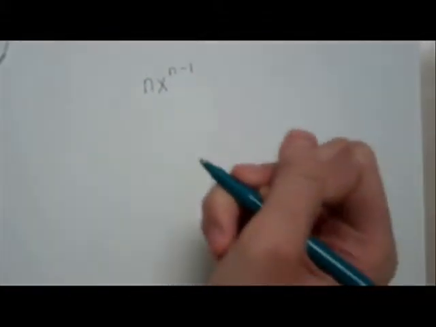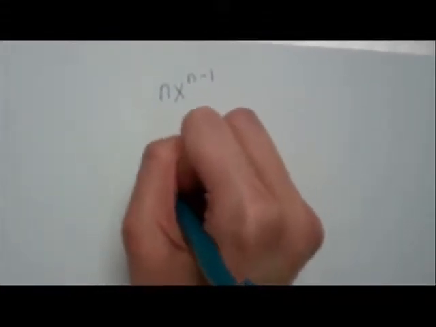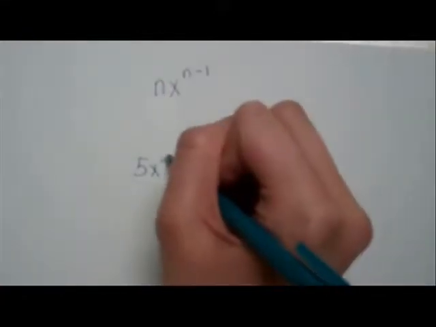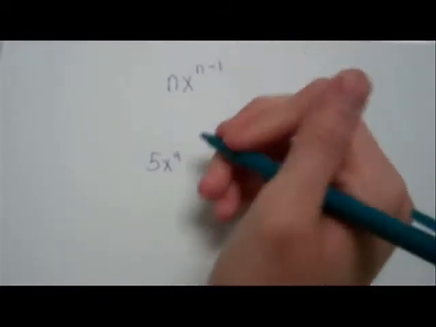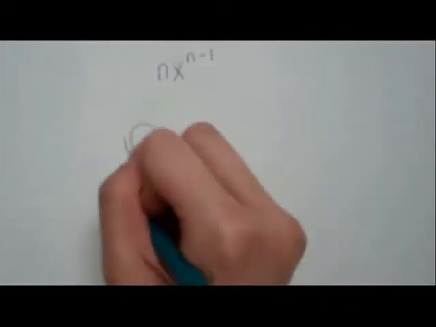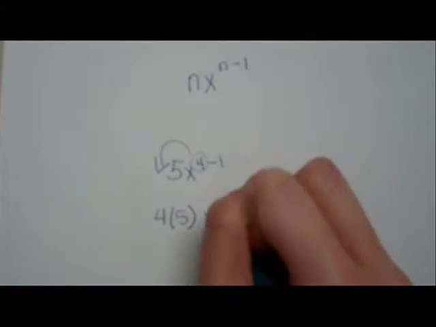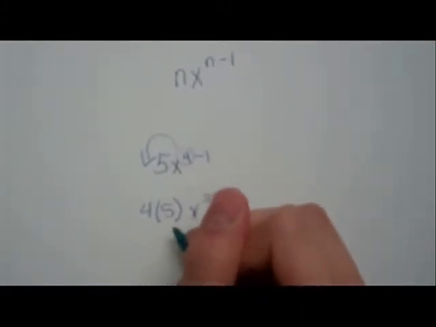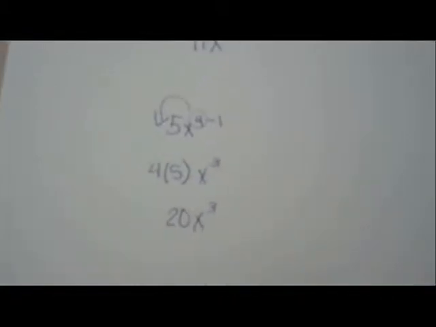Okay, so the power rule is n x to the n minus 1. So if we were to find the answer for 5x^4, 4 would be n. So you would replace n with 4 and do 4 minus 1, and then bring the 4 up front. So it would be 4 times 5 times x to the third, and the derivative of 5x^4 would be 20x^3.